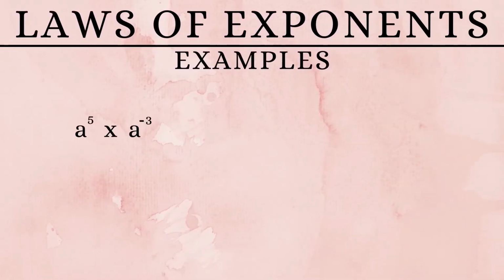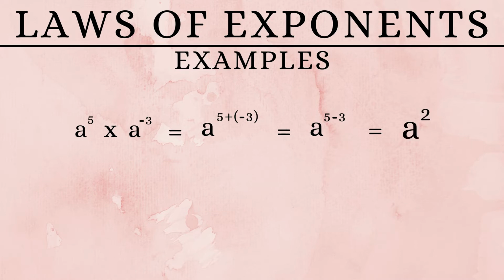A to the power of 5 into a to the power of minus 3. Since we have the same base, we keep it as it is and just add the exponents. So what we get is a to the power of 5 plus minus 3, which is the same as a to the power of 5 minus 3 or a square.